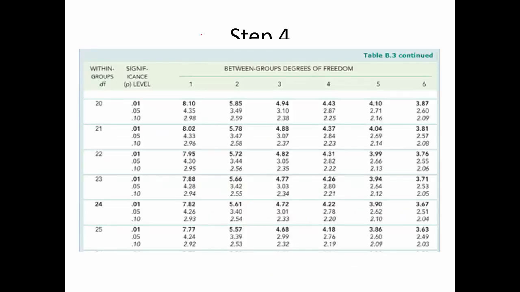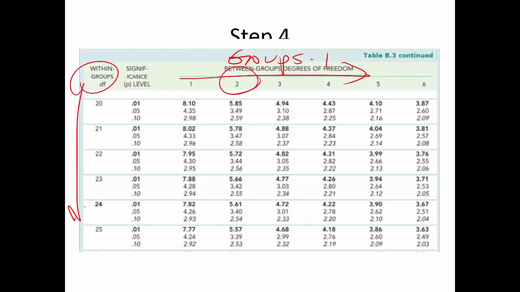Remembering that on these tables, between goes across here. So this is where you're doing groups minus 1. So we got 2. And then within goes down. So that's your n minus 1 plus n minus 1 plus n minus 1. So that's 21. And we're going to use 0.05, I think. If I didn't say, that's what I'm going to go with right now.